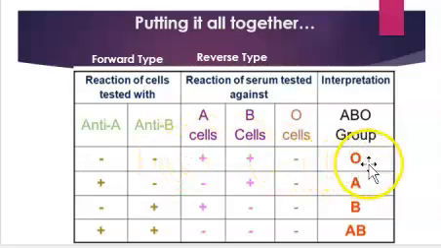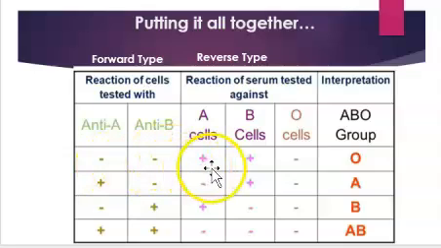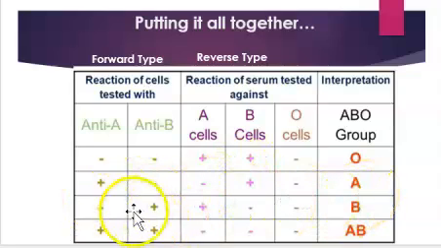So for a person that is type O, the forward results would be negative for the anti-A and the anti-B, but in the reverse type, the results would be the exact opposite. The A1 cells would be positive and the B cells would be positive. For an A person, again, the forward results are going to be the exact opposite of the reverse results. And it's going to be that same scenario all the way down on all four blood types. Your forward is going to be the exact opposite of your reverse results. And again, we use the reverse typing to confirm our forward typing.